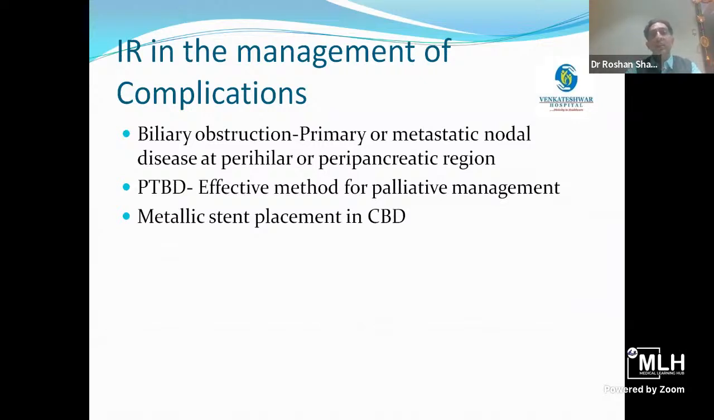So coming to the slide, interventional radiology and management of complications. Due to large masses, there may be chances of biliary obstruction. So primary or metastatic nodal disease at the perihilar or peripancreatic region can obstruct the CBD, leading to dilation of the IHBR, and the patient presents with jaundice. So PTBD is an effective method for palliative management, and metallic stent placement can also be done in the common bile duct.